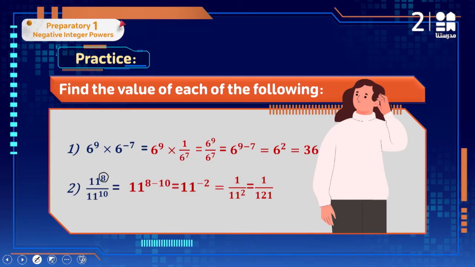Some of the students do the greater number first. No, it's not a rule. So I have to start from the numerator. 8 minus 10, which is negative 2. And here we have negative power, so immediately flip it. It becomes 1 over 11 to the power of 2, which is 1 over 11 times 11 equals 1 over 121. Okay, let's take more exercises on the board.